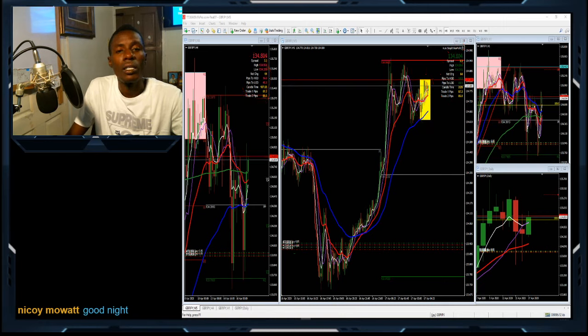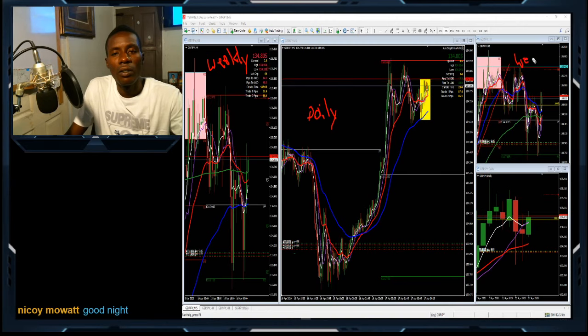So here I have the daily pivot, and I have the weekly right here. Weekly pivot, and this is also the weekly. But this is for an hourly time frame right here.